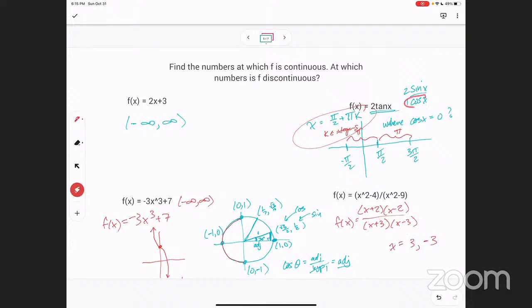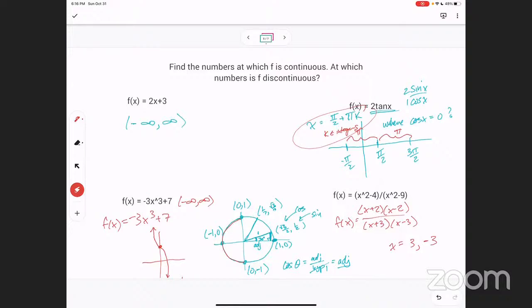Right? For the same reason, remember I did this cosine thing up here? That's the same reason I rewrote tangent as sine over cosine, because I know wherever cosine equals 0 is where it's going to have a vertical asymptote, because you can't divide by 0. That's why I went back to my unit circle and asked myself, when is the cosine of x equal to 0? And I remembered, oh yeah, it's at pi over 2, at 3 pi over 2, and every pi going forward and backward from there.